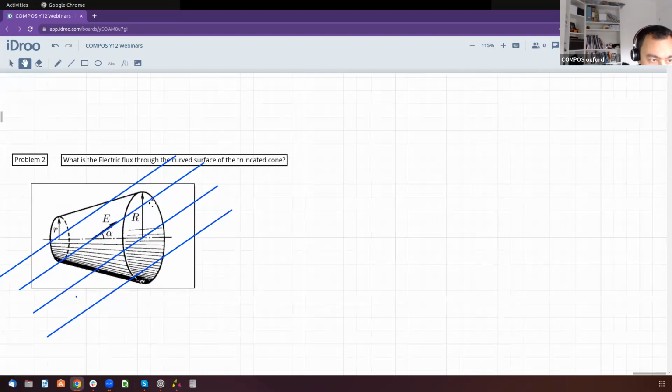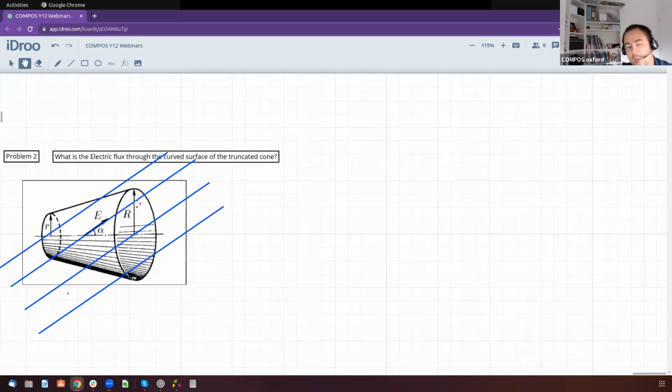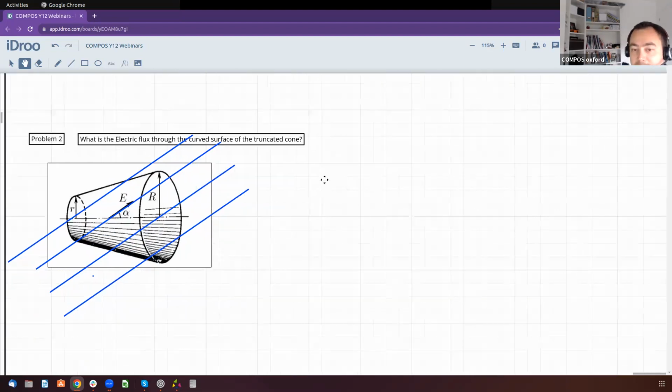And the electric flux, how well do you understand what electric flux is on a scale of 0 to 10? So 0, I don't understand at all, and 10, I fully understand what electric flux is.